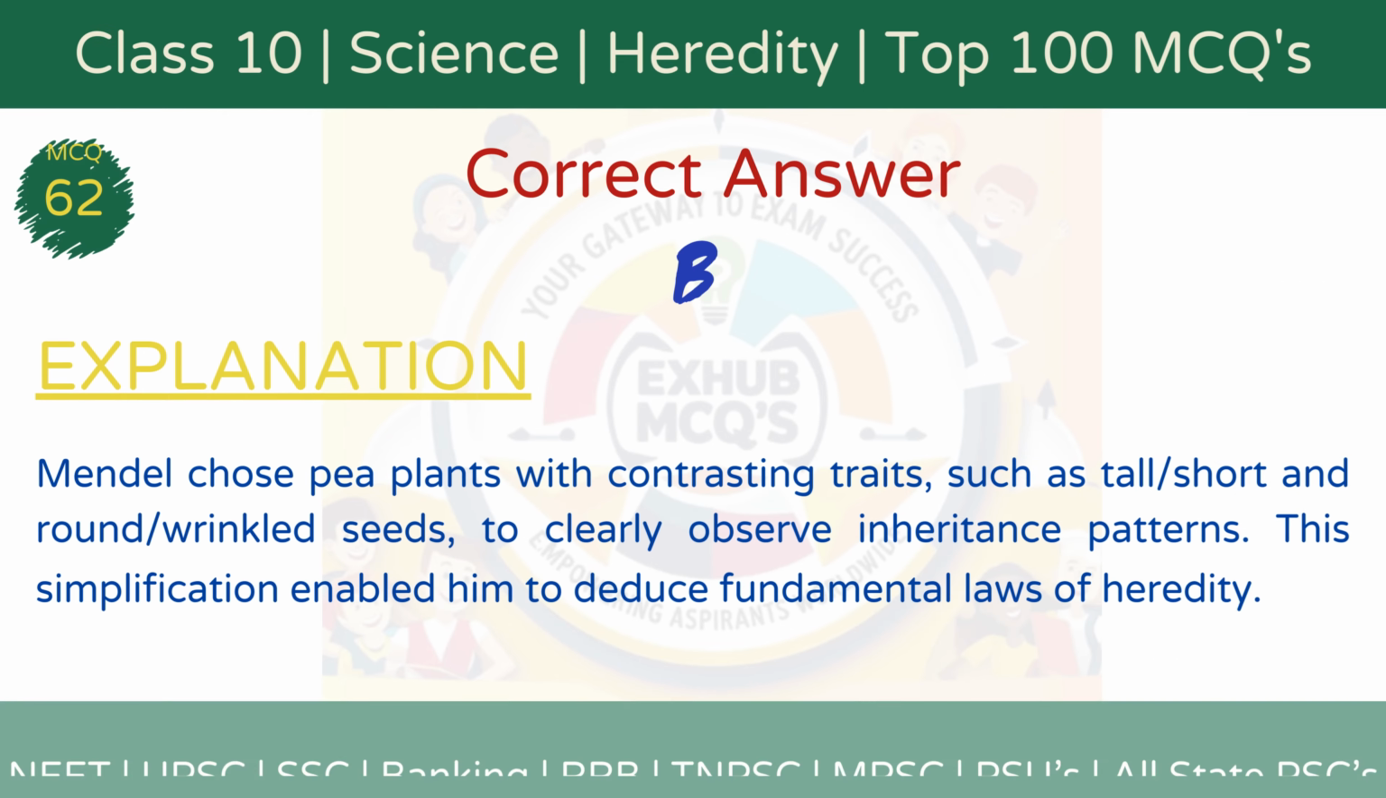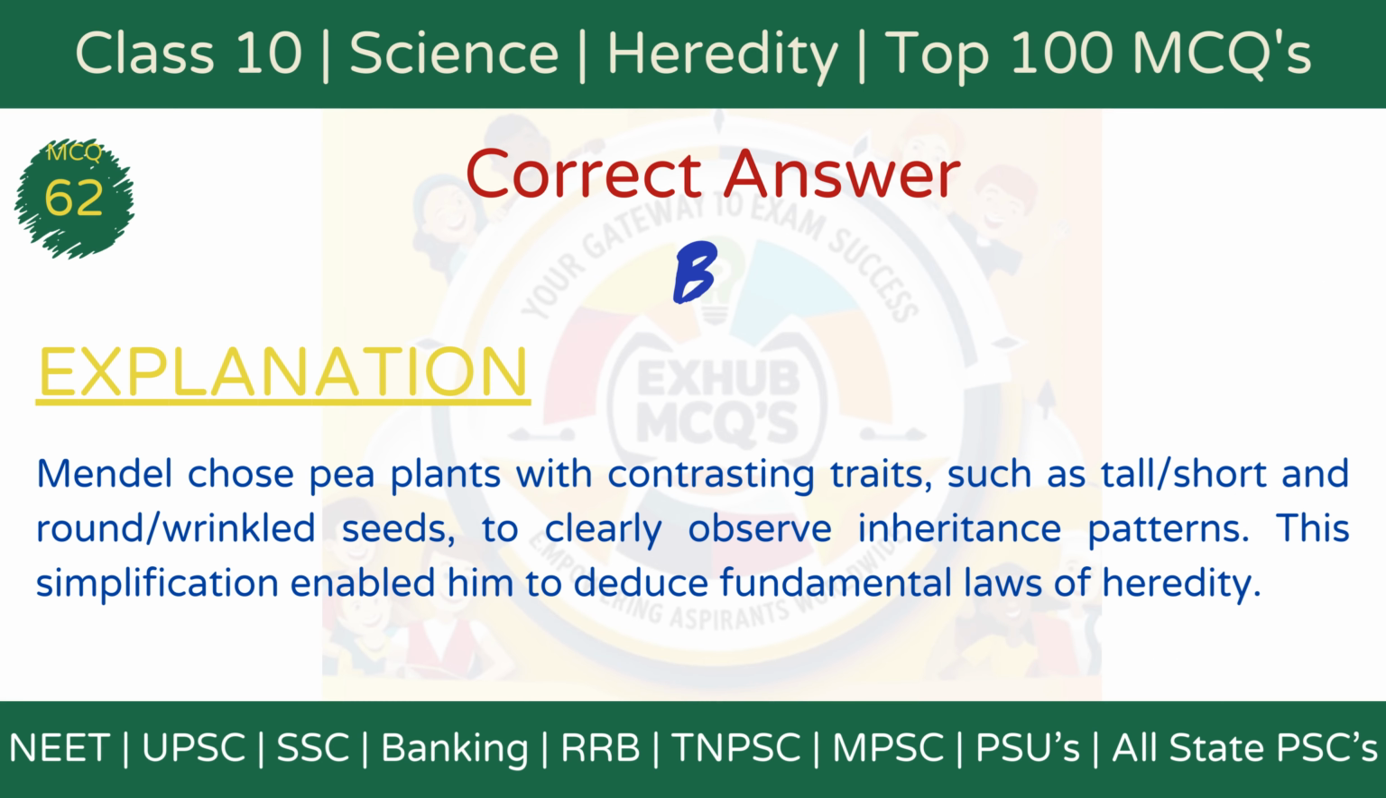The correct answer is option B, to simplify observations. Explanation. Mendel chose pea plants with contrasting traits such as tall, short, and round, wrinkled seeds to clearly observe inheritance patterns. This simplification enabled him to deduce fundamental laws of heredity.